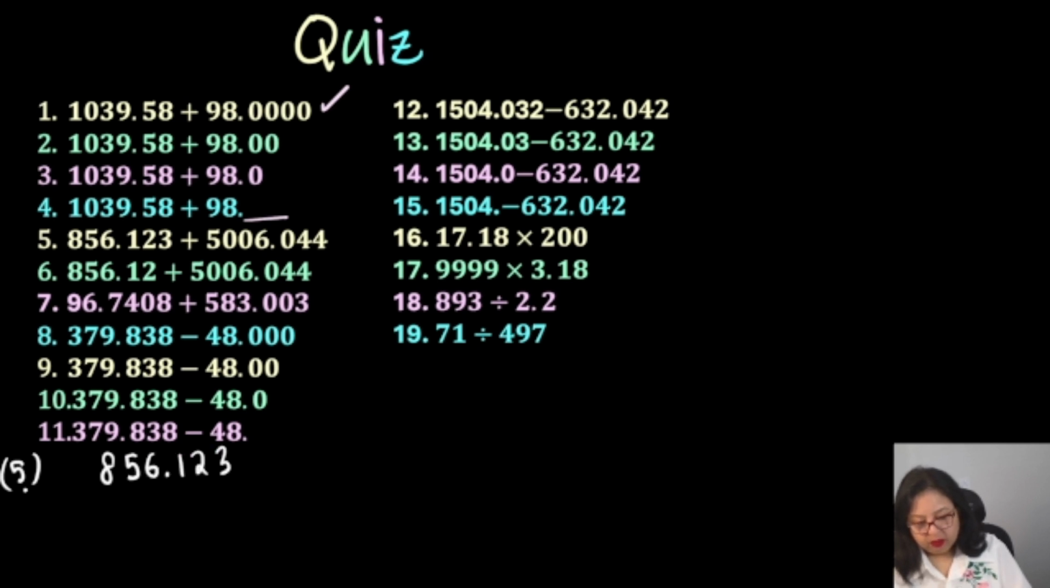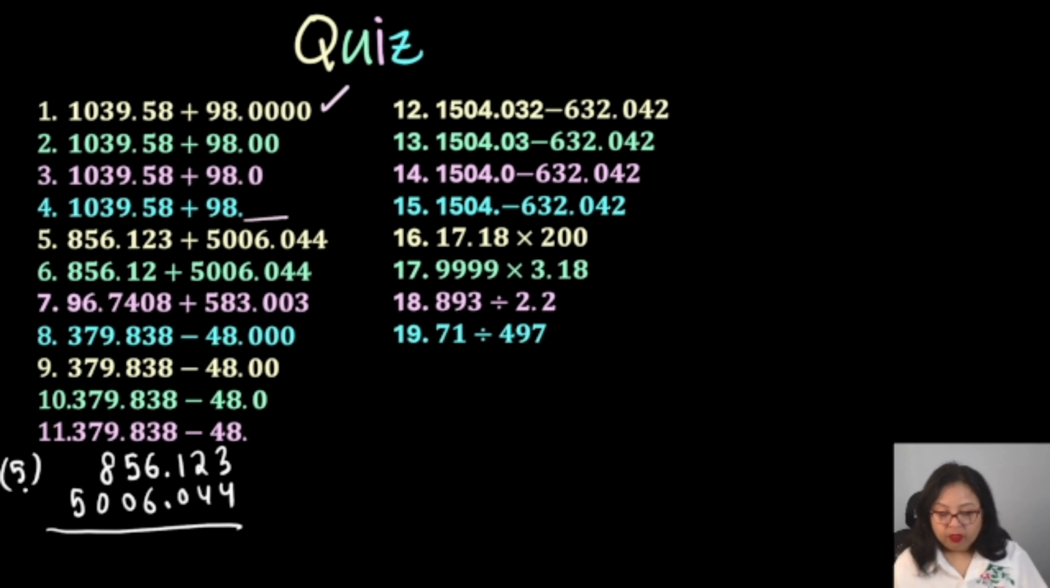856.123, 5006.044. So once again, you will notice that I'm lining up the decimals here. It is very important to line up the decimal. Luckily, these 2 numbers that are being added, they are to the same number of decimal places. That means the final answer will also have 3 digits after the decimal because the 2 numbers that we're adding, they are up to 3 decimal places. Let's go ahead and perform the addition.